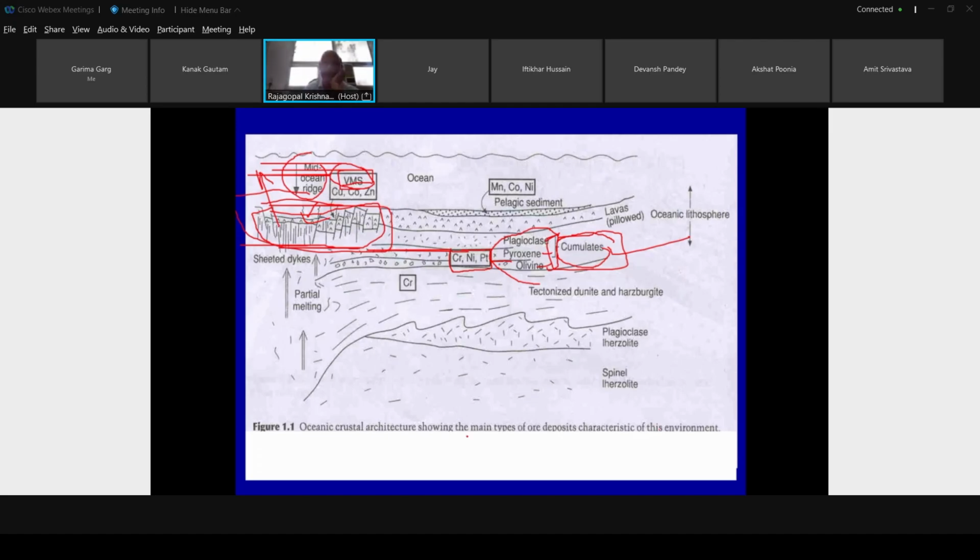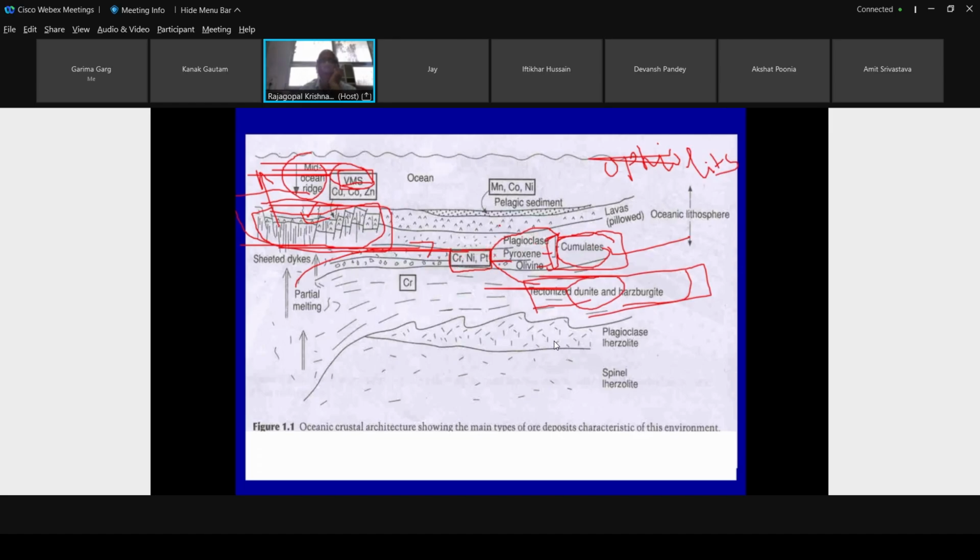Look, harzburgite has come. You see here, harzburgite, dunite has come. Tectonized, that means tectonically disturbed. So they are mostly the ophiolites. Have you heard of the term ophiolites? Ophiolites will have this type of geological setting, and you will have mineral deposits like chromium, nickel, platinum.